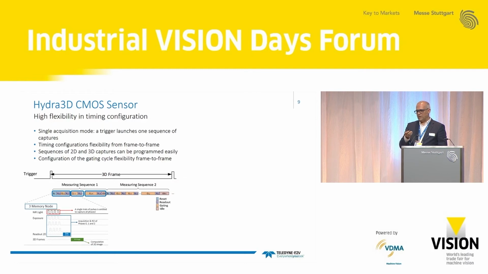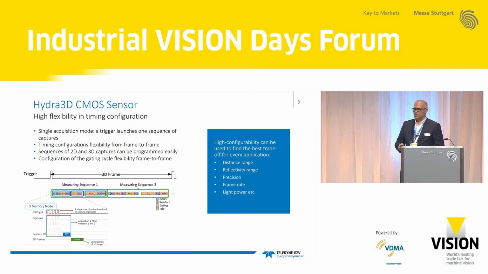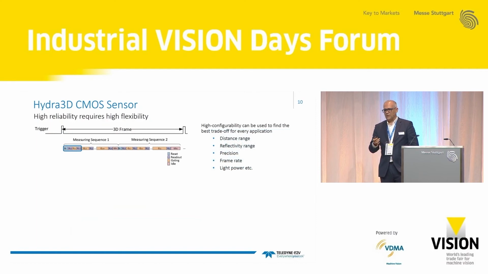But in addition, with a single trigger, you can launch multiple measuring sequences. And this can be useful to, for example, implement multi-frequency algorithms, multi-range algorithms, or even to interleave 3D and 2D captures within every trigger. So all in all, having this flexibility to manage dynamic range and to configure the distance measurement, which can be even on the fly, is a significant asset to cover as many applications as possible. And I'm showing now a few examples of this flexibility.